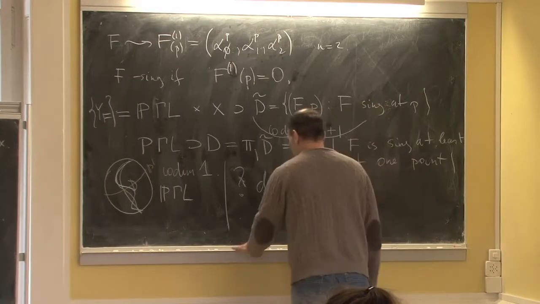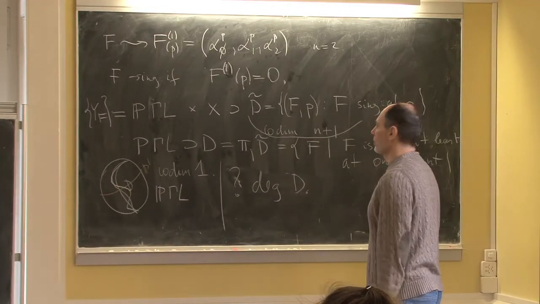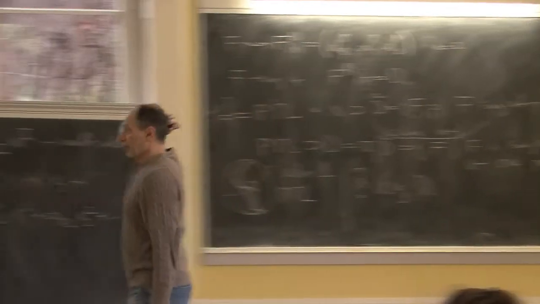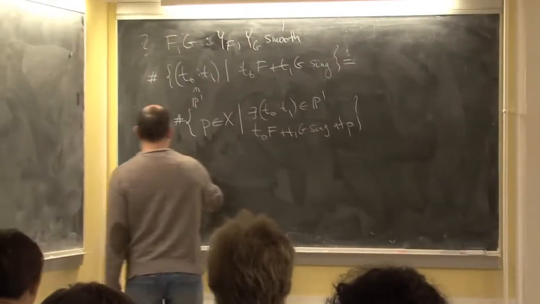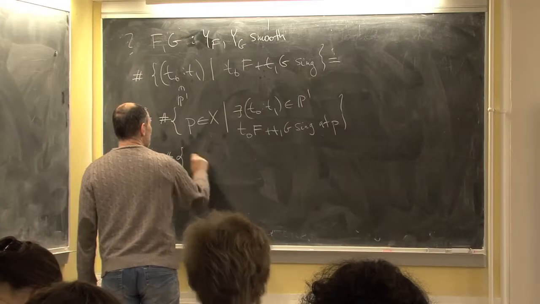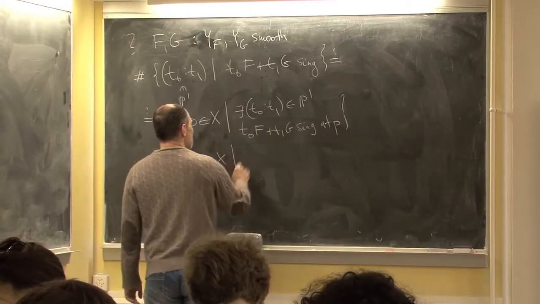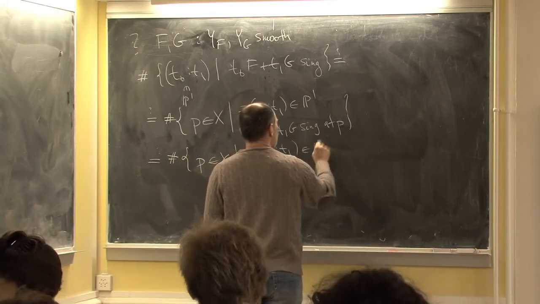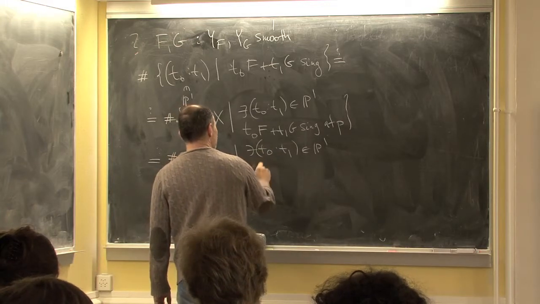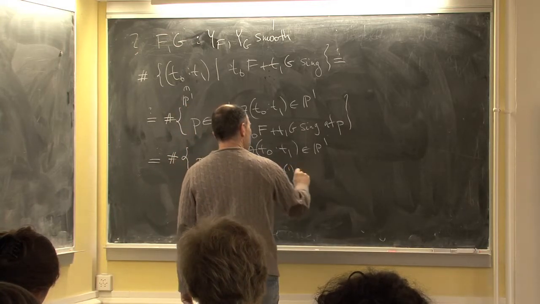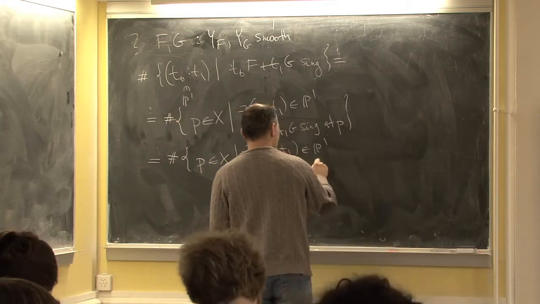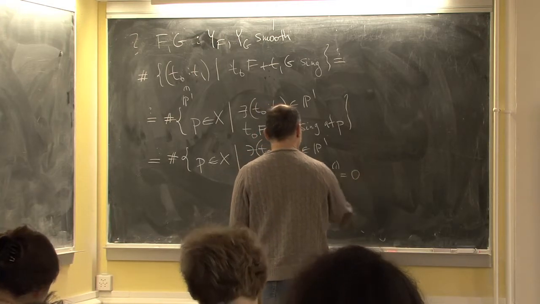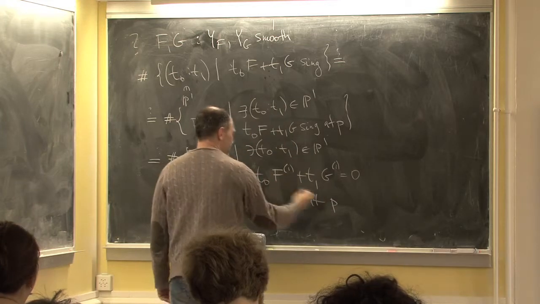And now comes the part which is sort of a technical thing. Intuitively it is somewhat clear, but I will not require a precise derivation of this. So what are we talking about here finally? I can also rewrite it that way: there exists a T0, T1 in P1 such that T0 F1 plus T1 G1 at P is 0. It's a linear thing.